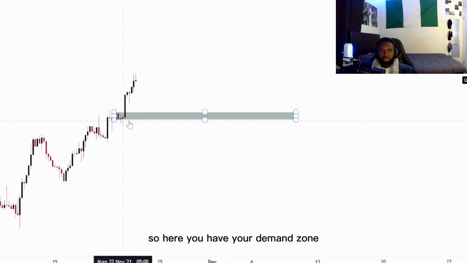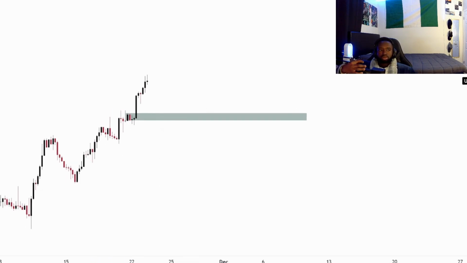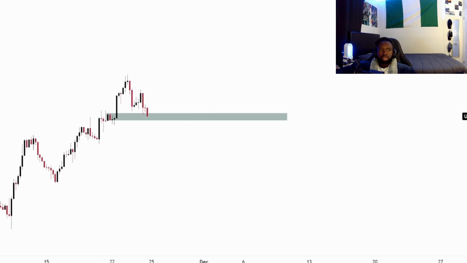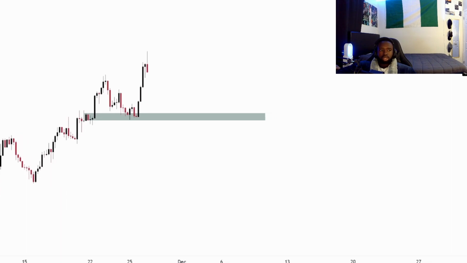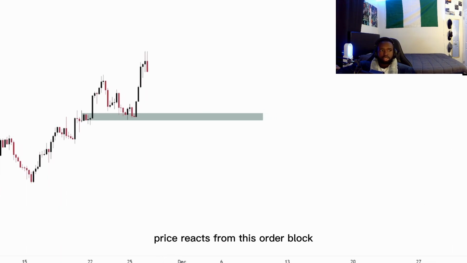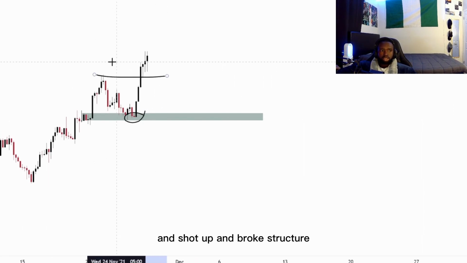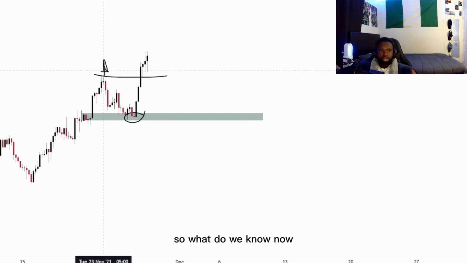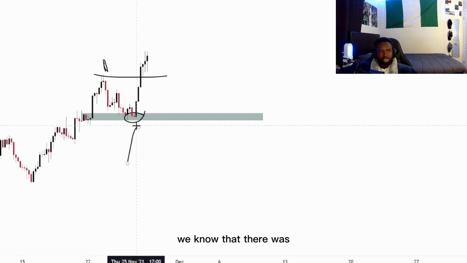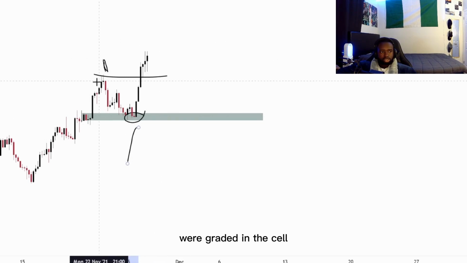So let's take a look at this example. So here you have your demand zone. Here you have your order block. Price reacts from this order block, makes a new high, shot up and broke structure. We know that the buy orders that were injected here were greater than the sell orders.